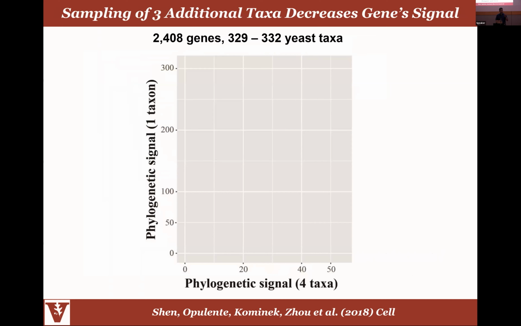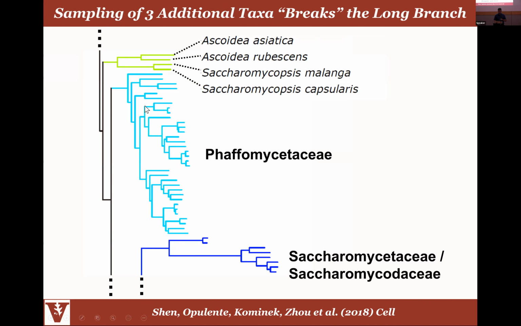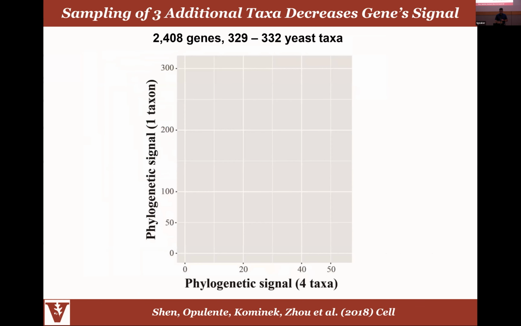So we can calculate the phylogenetic signal for that particular gene that gave us the trouble, if we only include Ascoidea rubescens, so we have just one taxon in our phylogenomic data matrix, or all 4 taxa, so Ascoidea and the other 3 relatives. And we can plot the phylogenetic signal for that gene as well as for every other gene in our data matrix. Okay, and so if we do that, this is the picture.